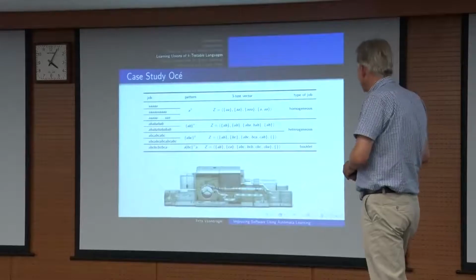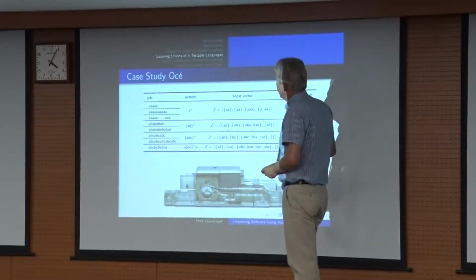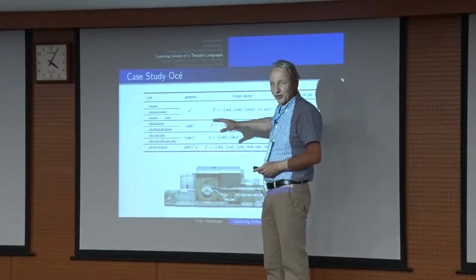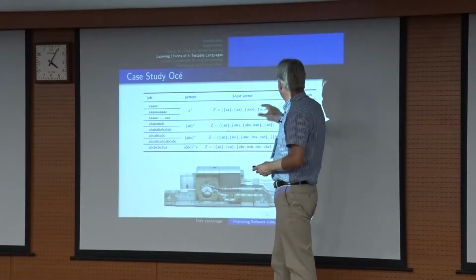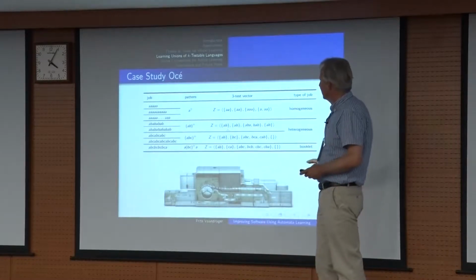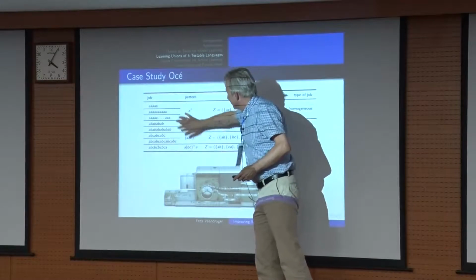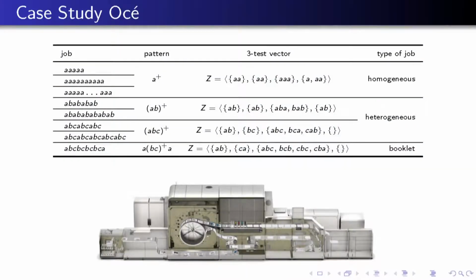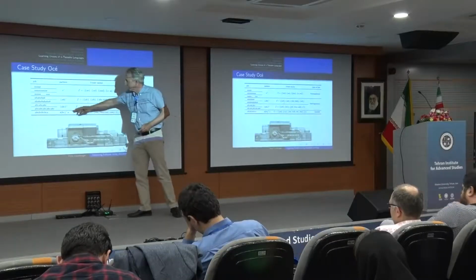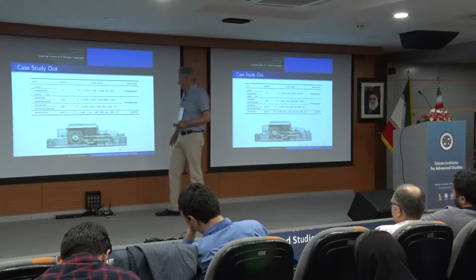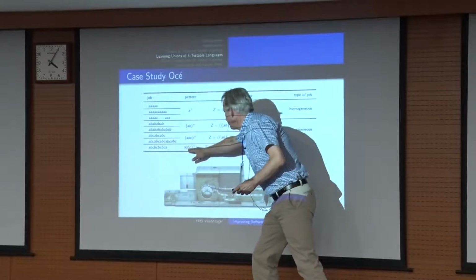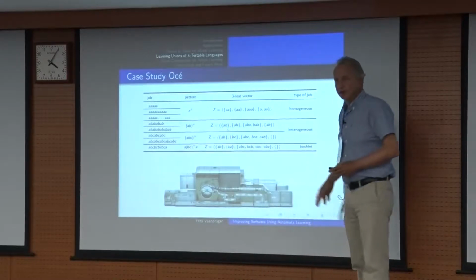So we applied this to the OC case study, and for IP reasons, I cannot show you the real examples, but you can imagine it looks something like this. We have one pattern, just A's, that's a homogeneous print job. Then AB, AB, AB, etc. That's another pattern, heterogeneous. And then there is this cover thing. Then we have the pattern A, B, C plus A. That's sort of a booklet.